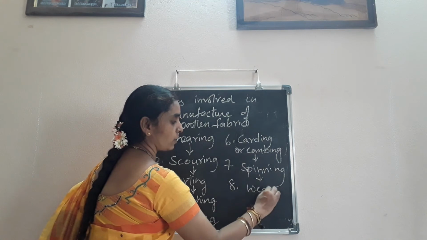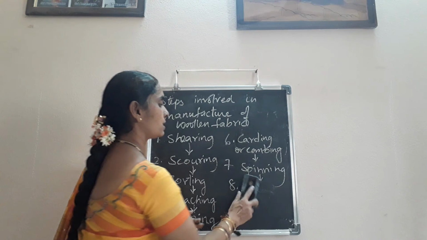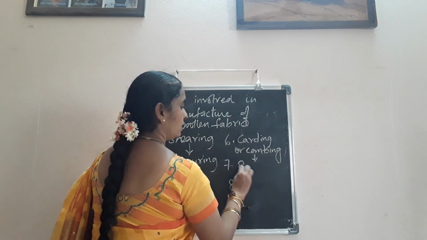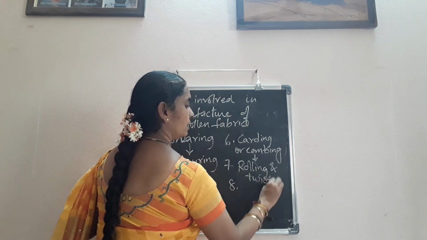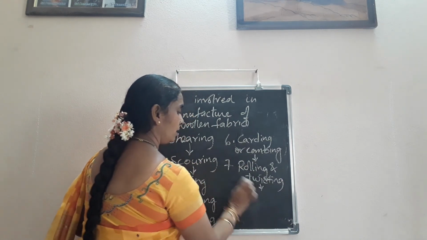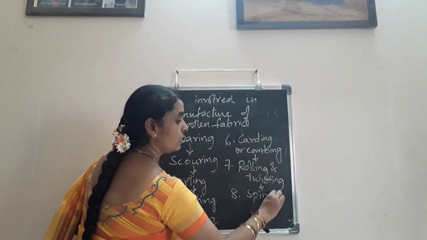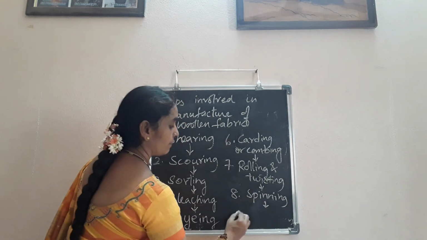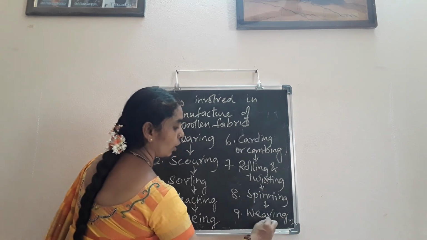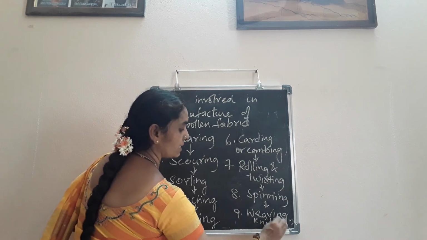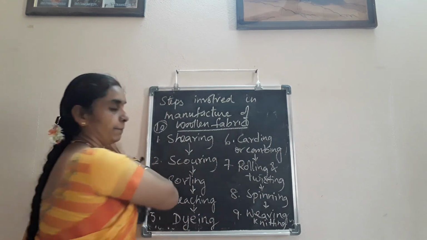Before spinning, rolling and twisting is done on spools. Several fibers are twisted over the spools. Then the spinning process is done to get strong fibers. Next, weaving is done on power looms or hand looms, or knitting is also done. From this, finally, we get the woolen fabric, which is the 10th step at the last.